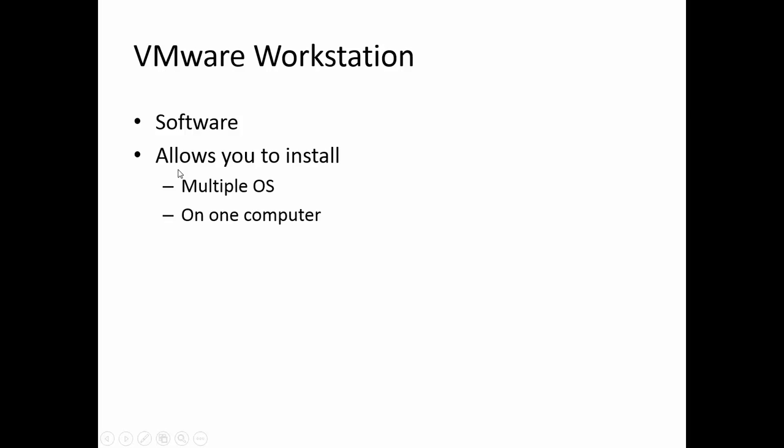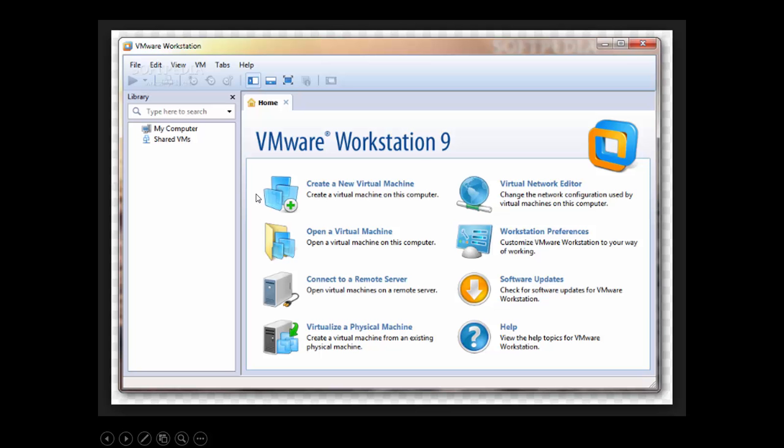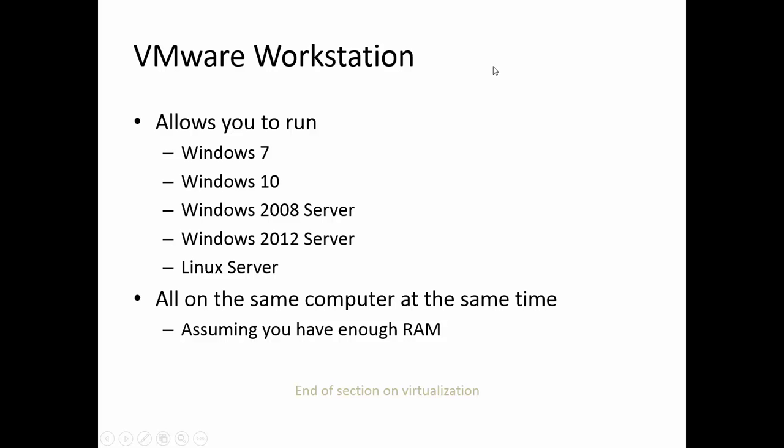I would now like to discuss VMware Workstation, which is a piece of software that allows you to run multiple operating systems on one single computer. It's typically used for testing and development situations. This is VMware Workstation. On VMware Workstation, you can create a virtual machine and assign it a certain amount of RAM and a certain number of CPUs, and then install an operating system on that virtual machine, which you can do on your own individual workstation.